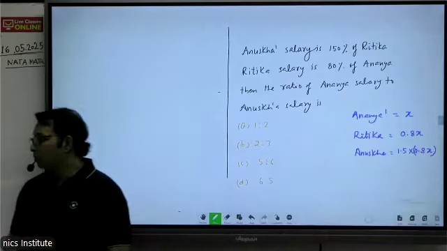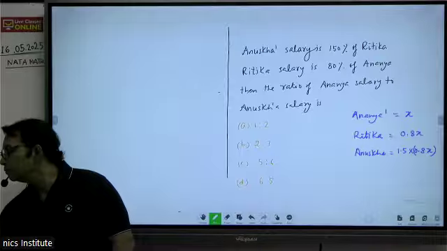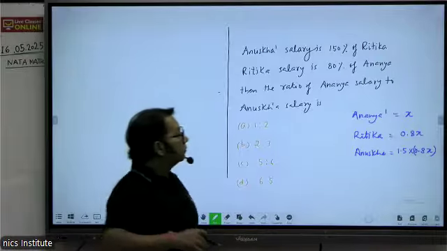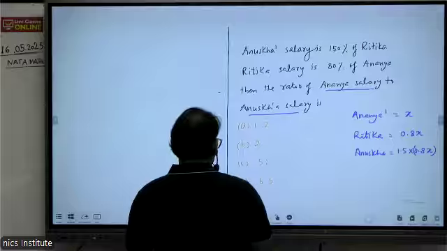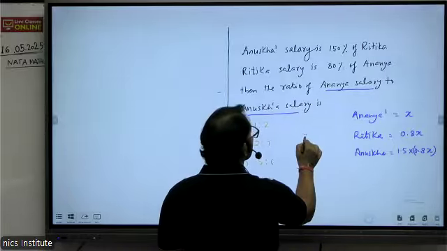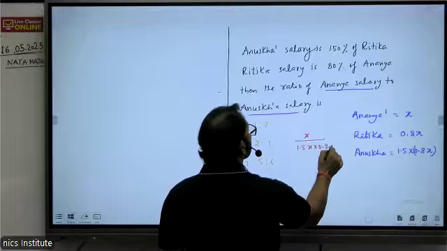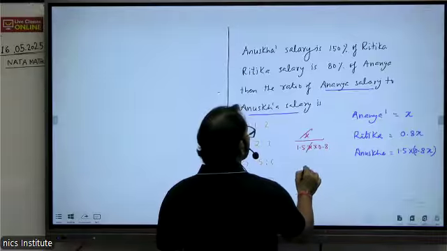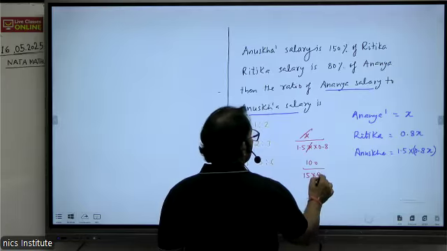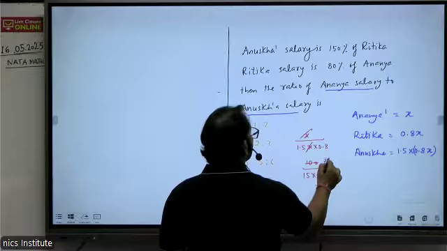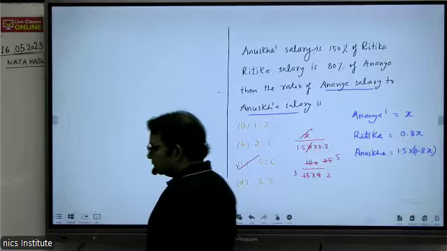And then you can find the ratio. Ratio of Ananya's salary to Anushka's. Ananya's salary is x divided by 1.5x into 0.8x. So this will cancel. 100 divided by 15 into 8. 5 to 6. C is the answer.